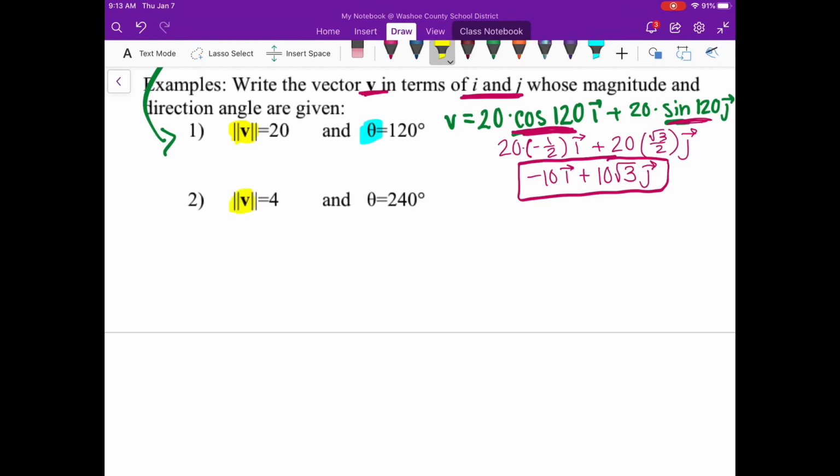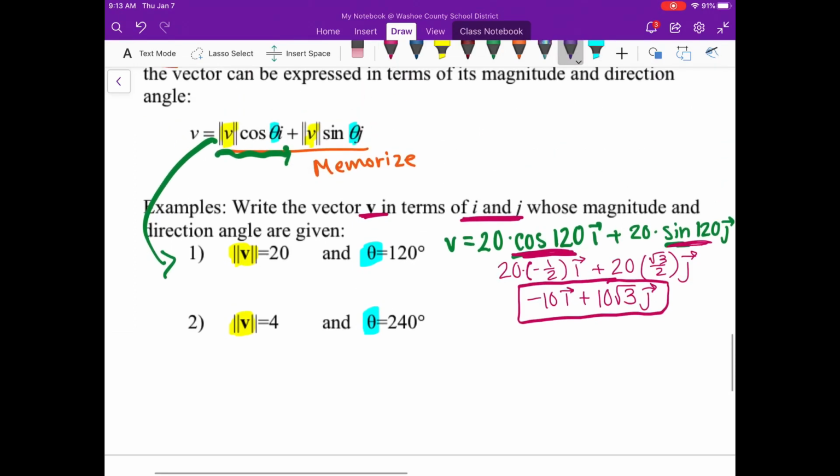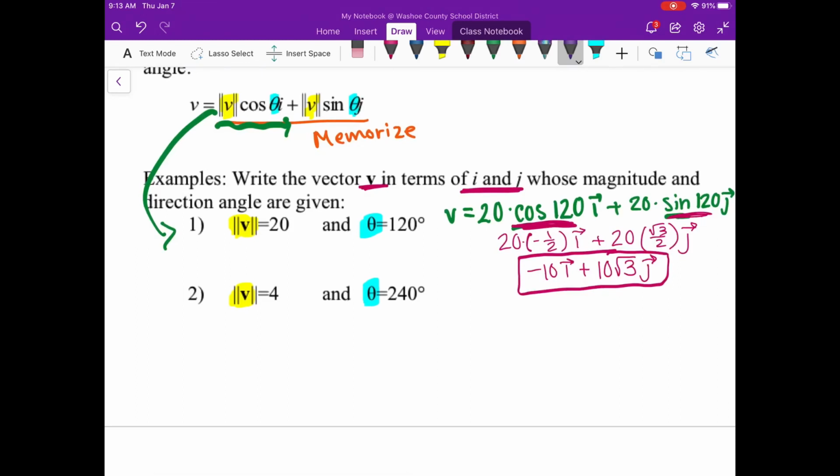All right, let's do one more example here. So again, we are going to give you the magnitude already, and we're going to give you an angle. So all you have to do is memorize the formula and use it. So the formula starts off with magnitude. So 4 times cosine of the angle, 240. And then this is i. Again, cosine and i both represent x's. And then magnitude again, so 4, sine of the exact same angle, 240. And then this is j.